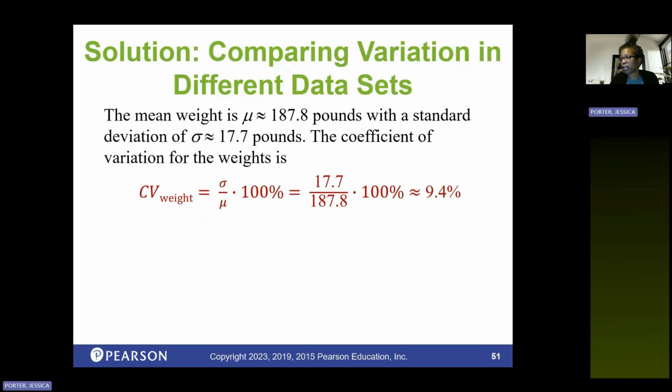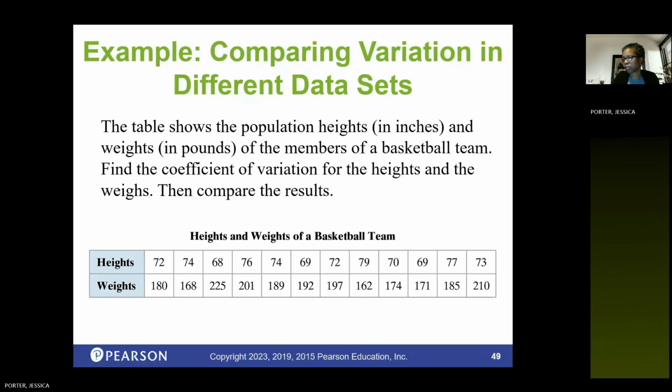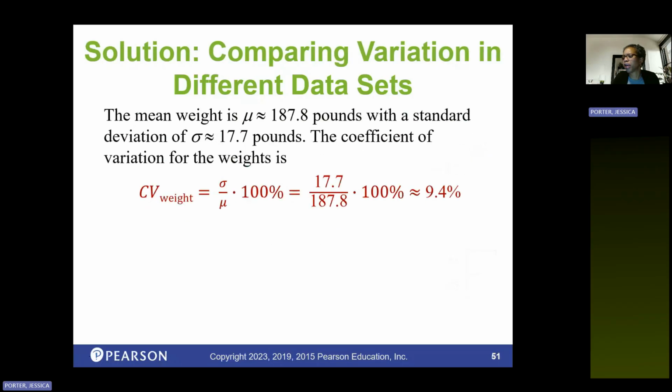Same goes for the women. Was it women and men? Let me go back. No, heights and weights, not women and men. I think I'm on next slide. Next section.